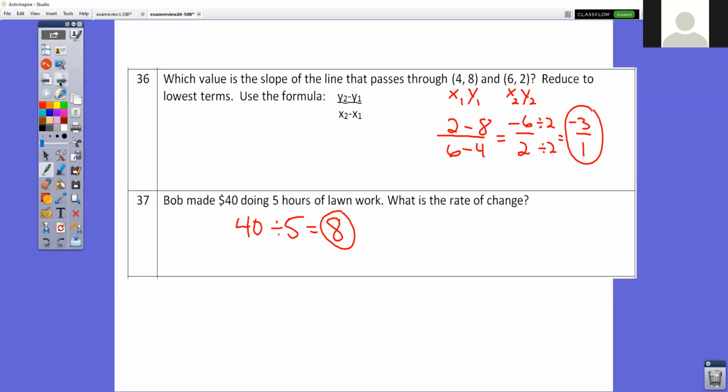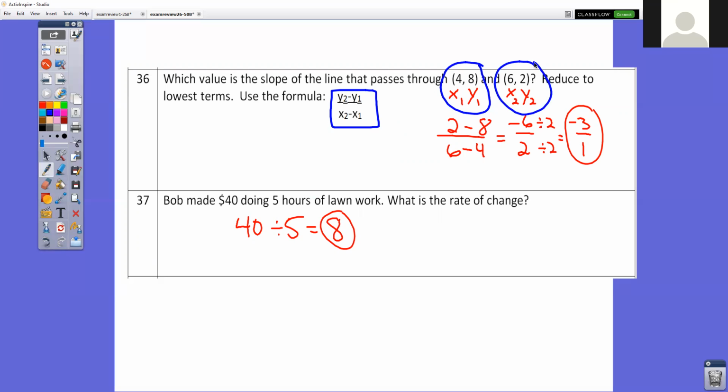In number 36, what is the value of the slope? I think this is a hard question for a lot of people as well. You will be given this formula that you need to use: y2 minus y1 over x2 minus x1. Remember that all points are written x comma y. So 4 is an x, 8 is a y, 6 is an x, 2 is a y. This is your first point, so those get 1s. This is your second point, these get 2s.